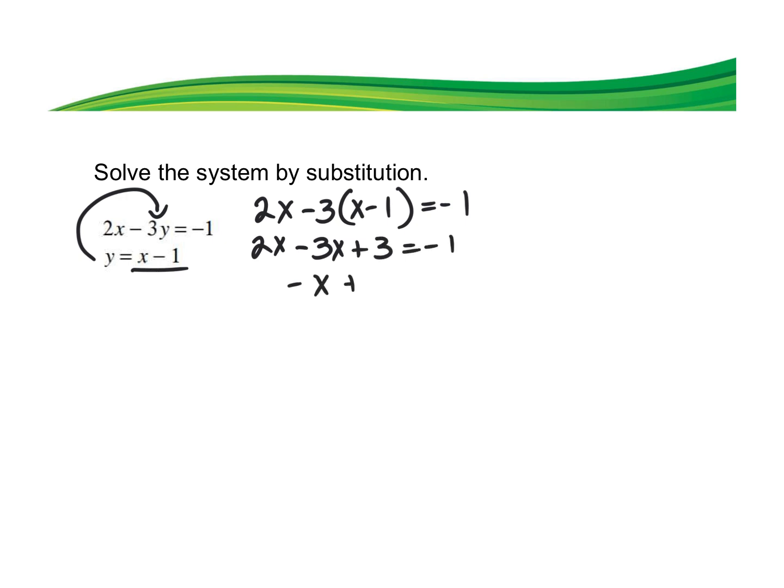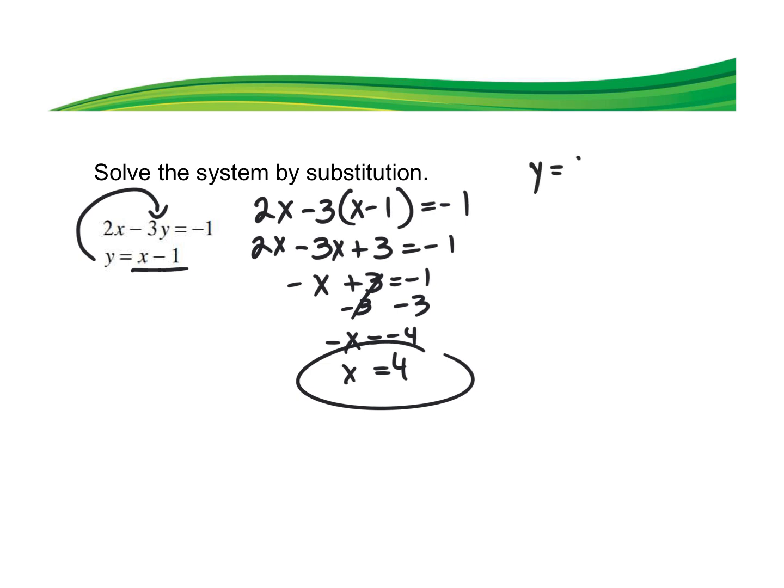So negative x plus 3 equals negative 1. Subtract 3, subtract 3. Negative x is equal to negative 4. So we get x is equal to 4. Now I'm going to plug that into the original equation. Again, you can do whichever. y equals 4 minus 1. So we get y is equal to 3.